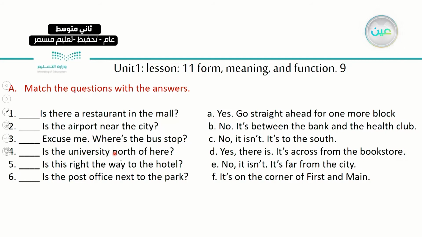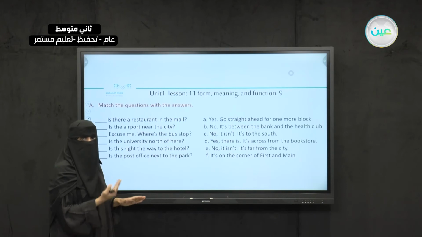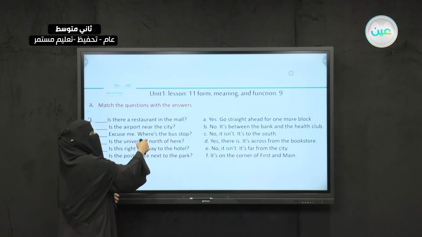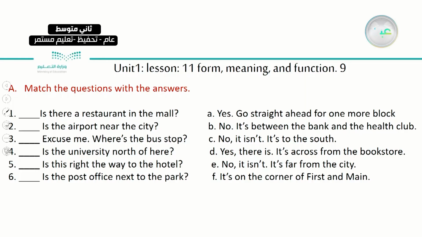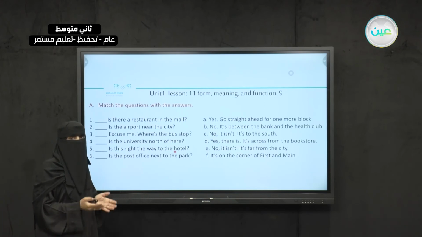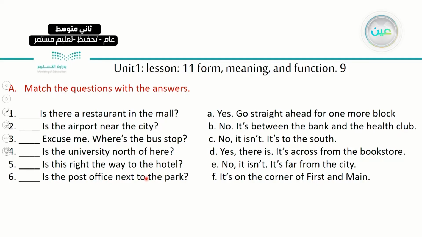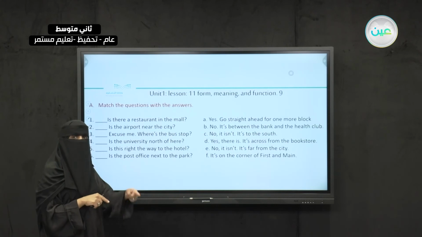4, is the university north of here? So look at the map. Where is the university? Is it north or south, east or west? Based on the map in front of you, you should be able to answer these questions, okay? Is this the right way to the hotel? The answer should be based on the map in front of you, okay? Read all the responses and just match. Is the post office next to the park? Where is the post office in your book? Point at it, okay? And look for the park. Is it far from it or next to it or across from it, okay?